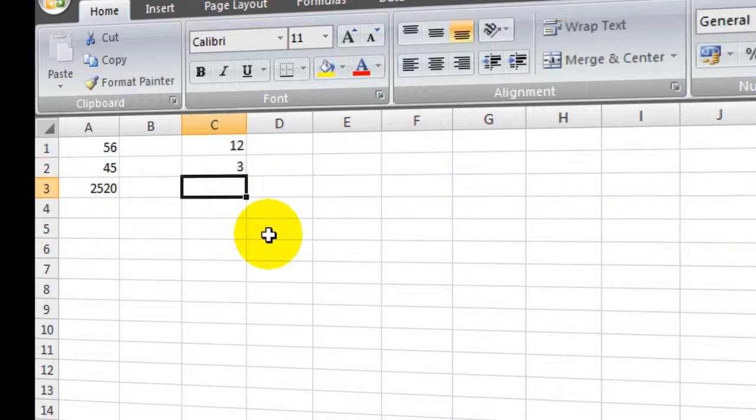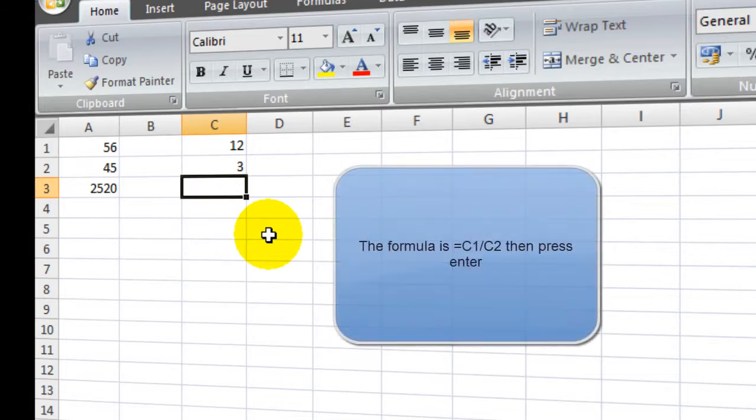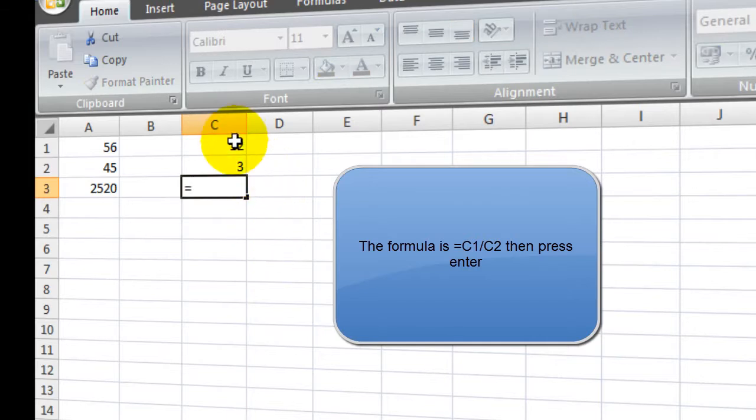After that, you will need a formula to divide them, so please take a note of this. The formula is equal, then click on one of the cells, then press the forward slash key, and then click on the other cell, and finally press enter.